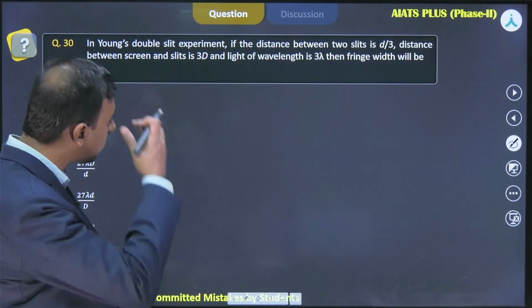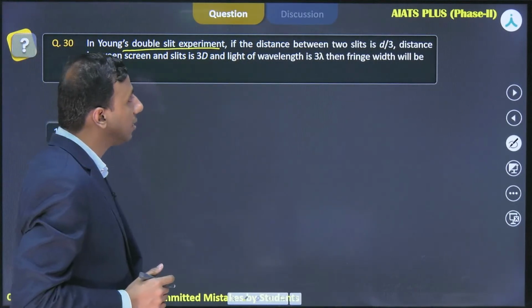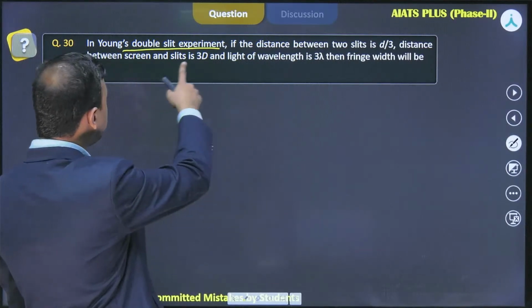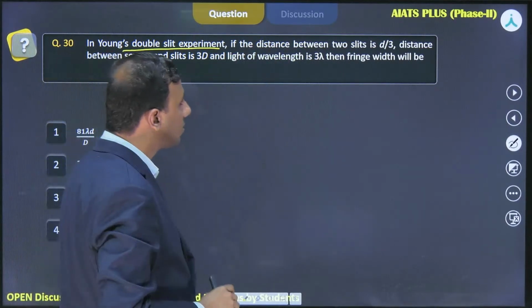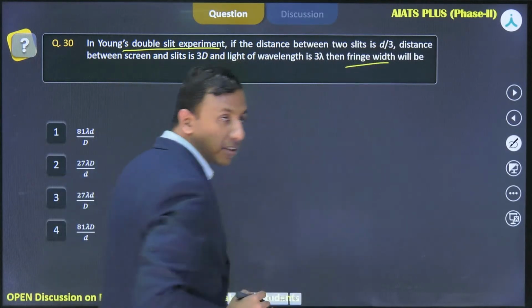Very well. Now see this question. They have said Young's double slit experiment. The distance between the two slits is d by 3. Distance between screen is this. Wavelength is this. Find the fringe width. So directly we will use the formula for fringe width.